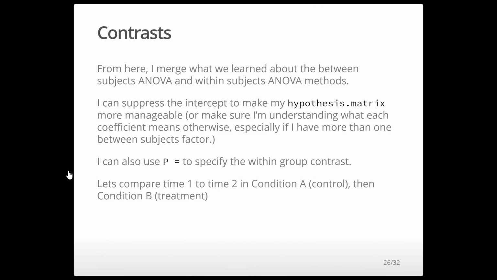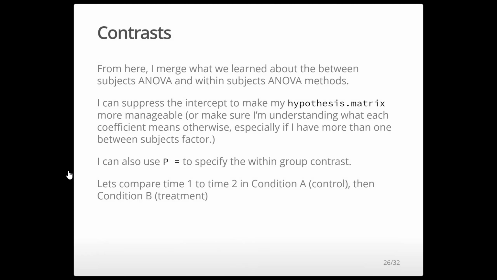And so now I need to merge what we learned about between subjects ANOVA and within subjects ANOVA to do a little bit of both. So I can go back to the suppress the intercept method that I used last week for the hypothesis matrix. This simplifies what we can do there, because then we can just treat each regression coefficient as the mean of one of our within subjects factors.